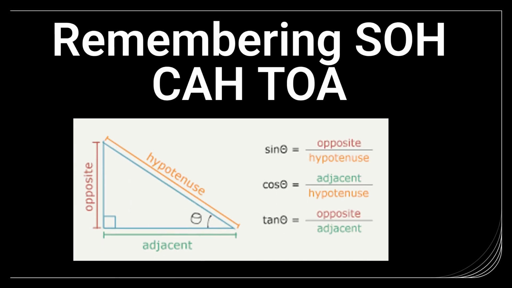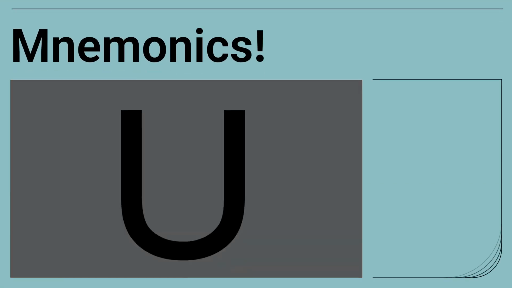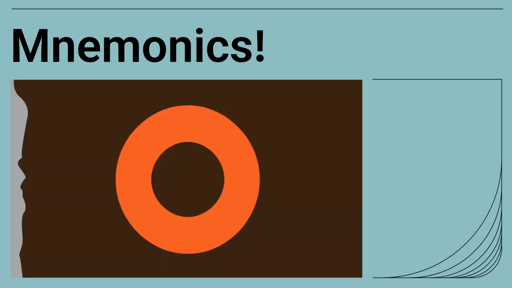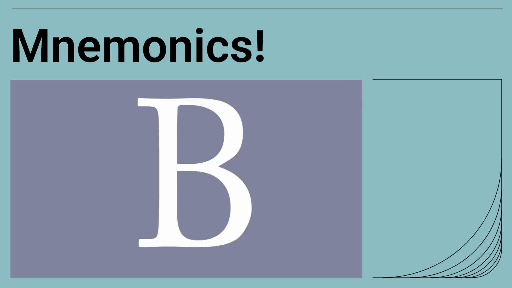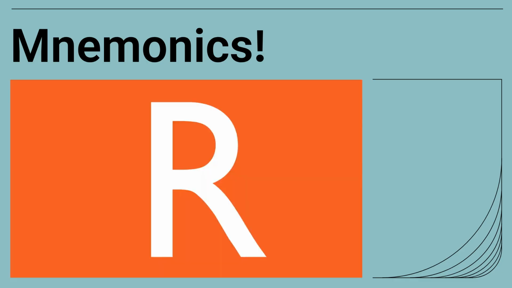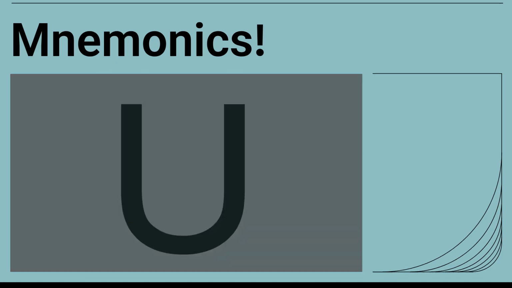How do you remember these important relationships? There are a couple of fun ways. Many people use mnemonics or catchy phrases like, "Some old hippie caught another hippie tripping on acid," or "Oscar had a heap of apples" to remember SOH CAH TOA.